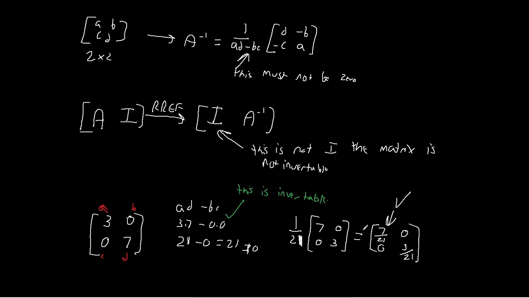Hopefully that makes sense, and hopefully you can see how this is much easier than doing the whole augment and reduced row echelon form extraction. So this is how I would approach this problem. Because AD minus BC is not equal to 0, we have an invertible matrix and this is our A inverse. If you have any questions, please reach out. Thank you.